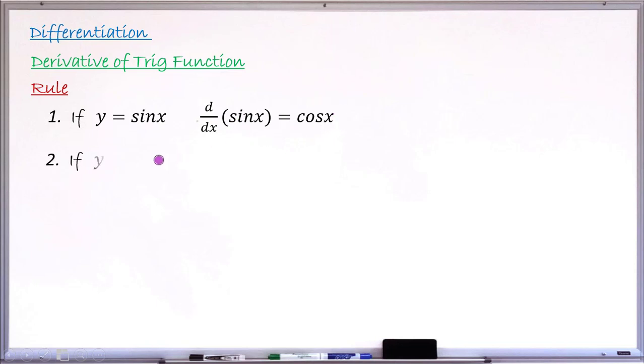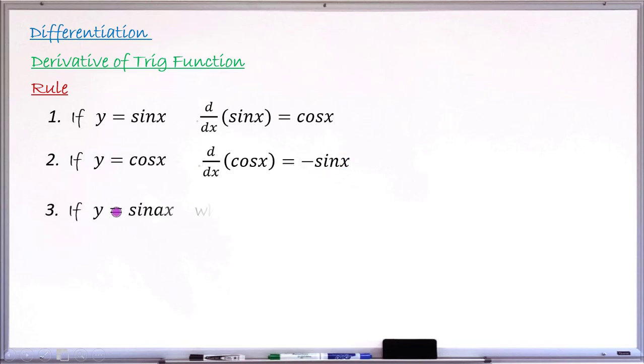Rule number 2 says if you have the function y equals cos x, you can see this cos is also a trig function. So the function y is a trig function. The derivative of cos x is nothing but minus sine x.